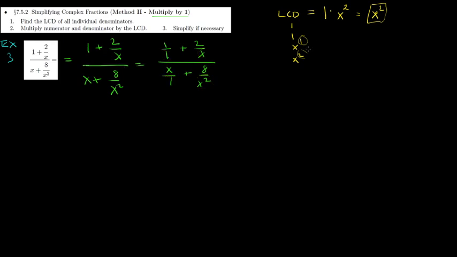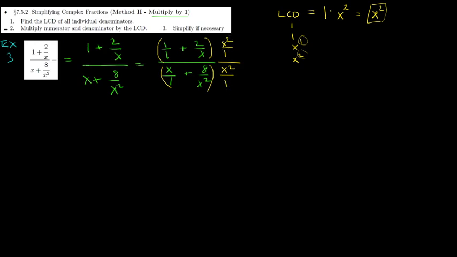Okay. Well, if that's the LCD, what do we do with that? In step 2, it says to multiply numerator and denominator by the LCD. Here's the numerator, this whole thing, and this whole thing is the denominator. We're going to multiply the numerator by x squared and the denominator by x squared, because that's the LCD. But what we're really doing is multiplying the numerator of the numerator and the numerator of the denominator by x squared.